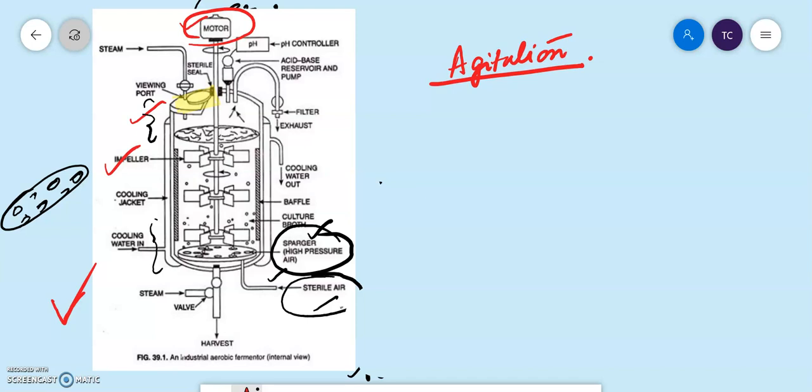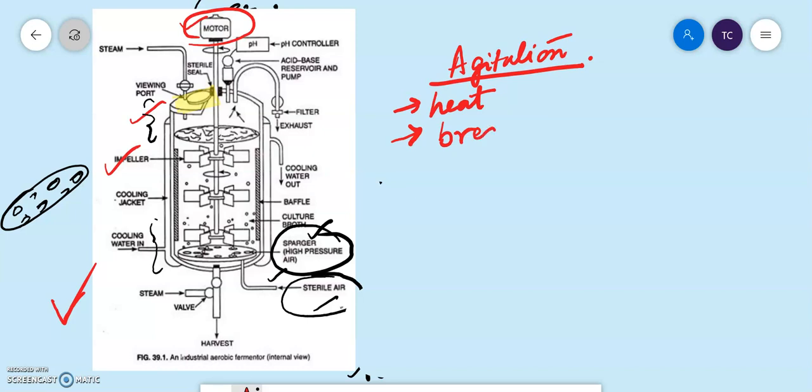Now the question is, when I'm talking of this motor, shaft and impeller blade, what are the advantages and disadvantages? No doubt, there is not a single doubt that the advantage will be proper homogenization. But again, if you think of the other aspect, agitation will generate heat, which is not desirable. Agitation with the impeller at a huge speed with this blade can break down the cells.